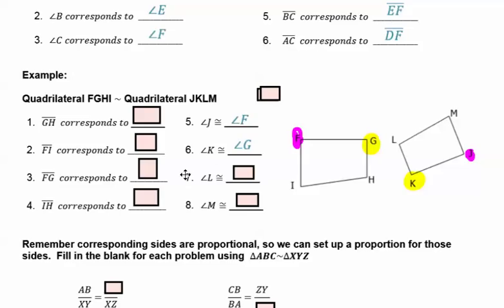Who's L going to match with? Yeah, L is the third, so L has to match or correspond with angle H. They are also congruent angles because matching angles are congruent. And then last, angle M goes with angle I. All right, next, they ask us about the sides.